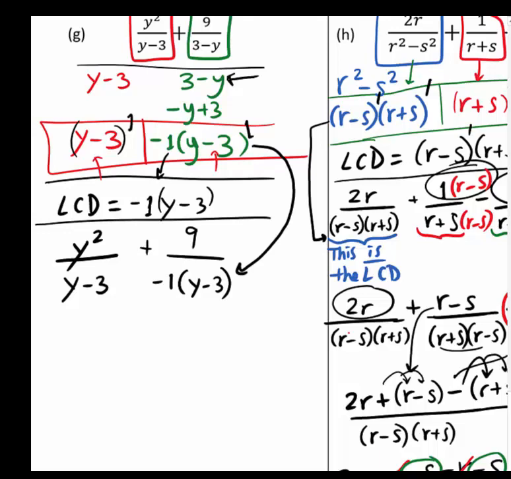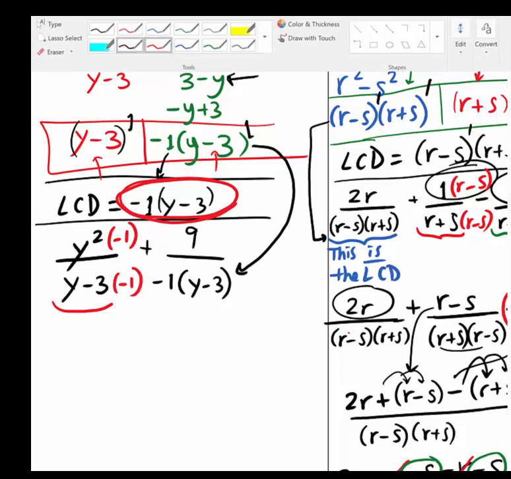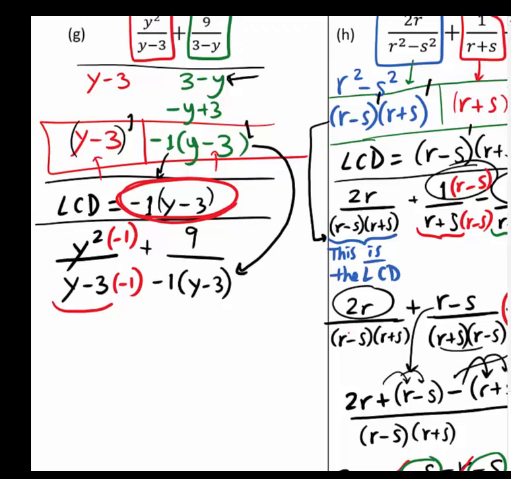Okay. Now looking at each individual fraction, let's say the first one, I look at its denominator, y minus 3. What's it missing that the least common denominator has? I guess it's missing the negative 1, because my denominator has the y minus 3, just does not have the negative 1. So I'll multiply that in. Negative 1 on top, negative 1 on the bottom. So on the top, it's y squared times negative 1. That's really just negative y squared.